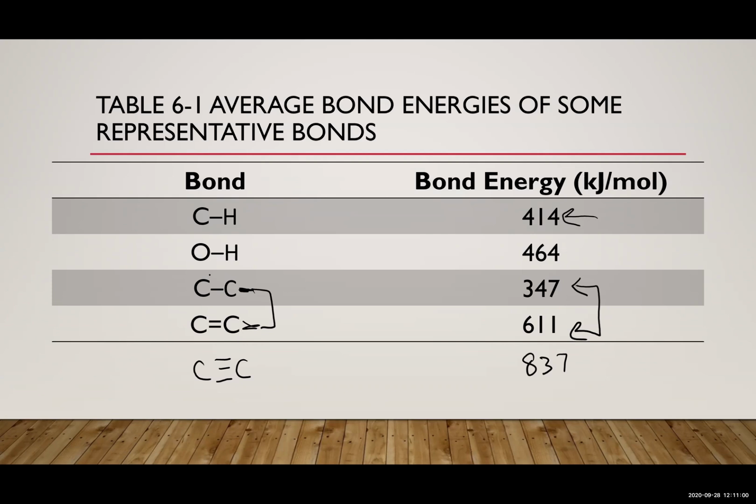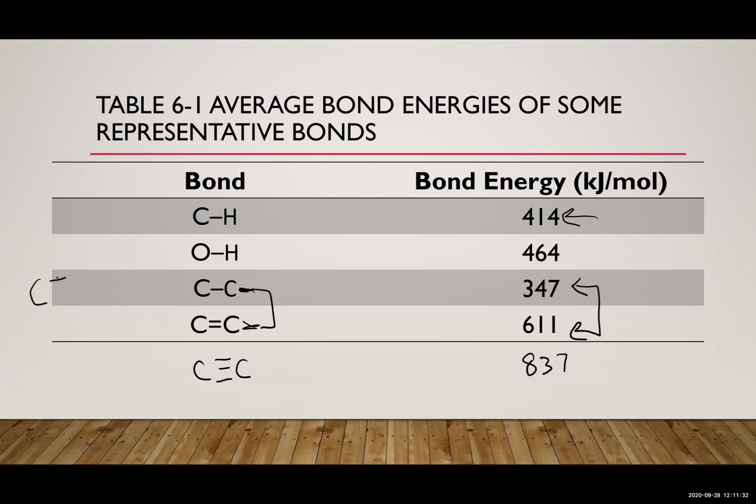So out of all these bonds listed in this table, which bond will be the most difficult to break? The last one. Carbon-carbon triple bond out of these, yes. So triple bonds are harder to break. I would need to spend the most amount of energy to break that bond. So if I need to spend the most energy to break this bond, the opposite is also true.